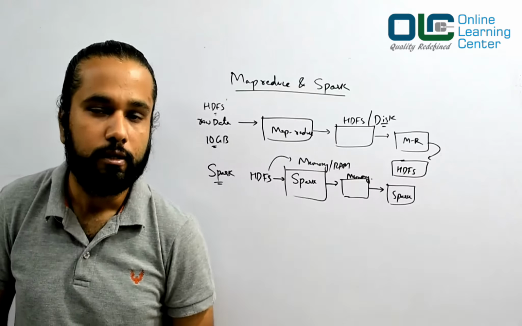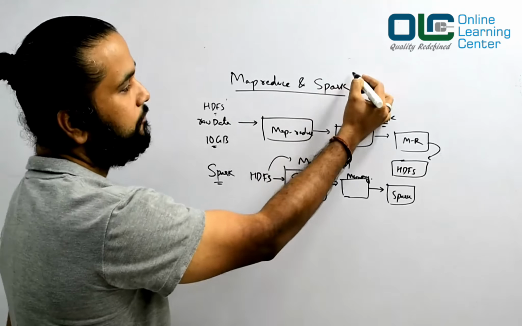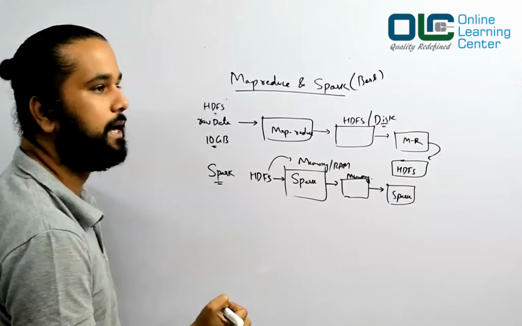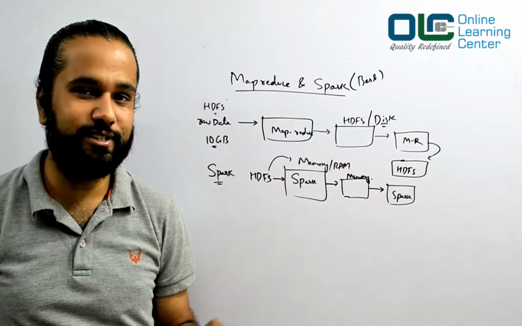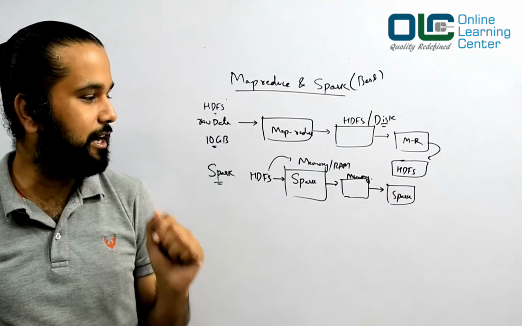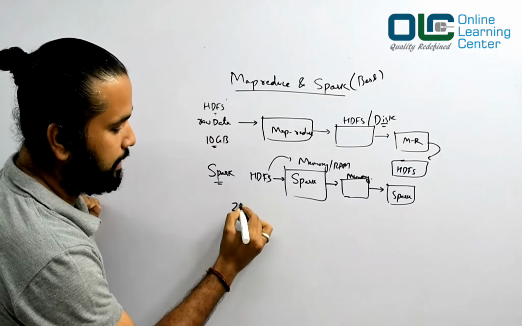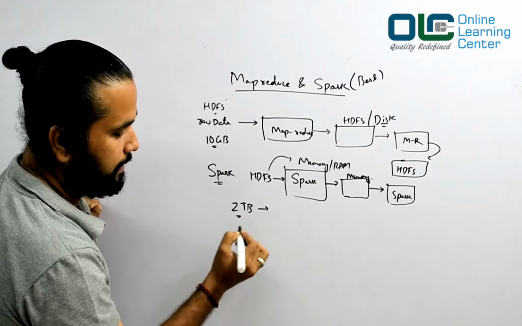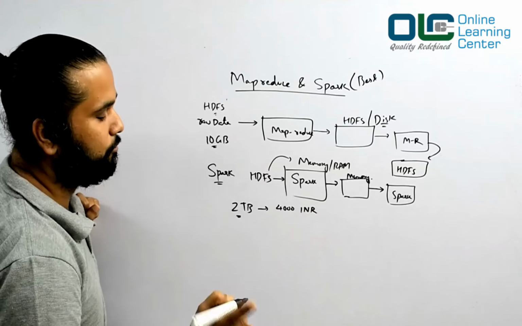All good things come at a price. Spark, if you feel this is the best solution, also comes with a price. And what is the price? You have to pay for the memory, because memory is not cheap. For example, think about this: if you want to buy a hard disk in the market, say a 2 TB hard disk, you'll get it for around 4,000 rupees INR, more or less.